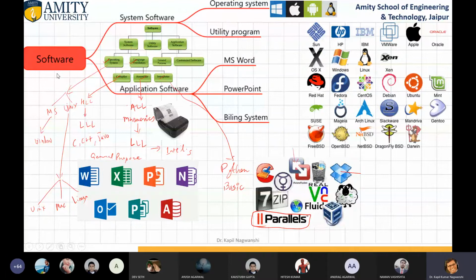Then come to software. Mainly there are two categories of software: system software and application software. System software is software written for system related activities, and this is further divided into operating system and utility program. So what is an operating system? Windows 10 is one operating system, Apple is another, Android is another, Linux. So many flavors are shown here. These all represent a particular operating system.